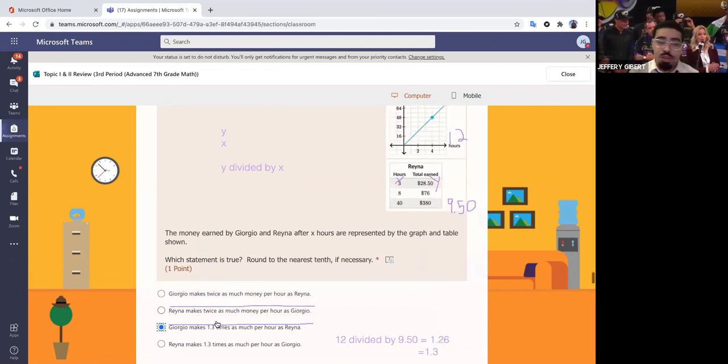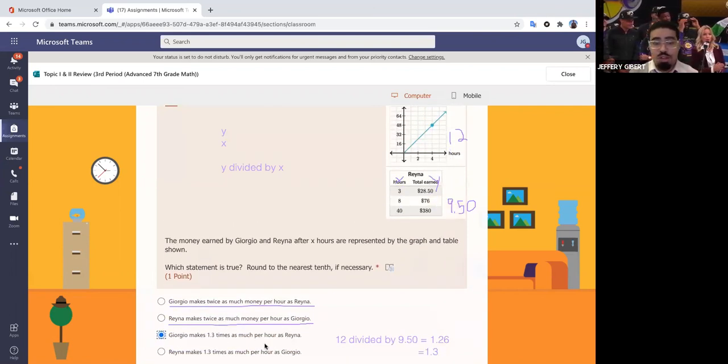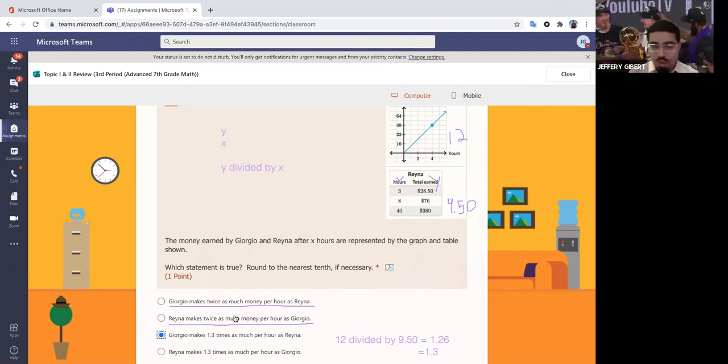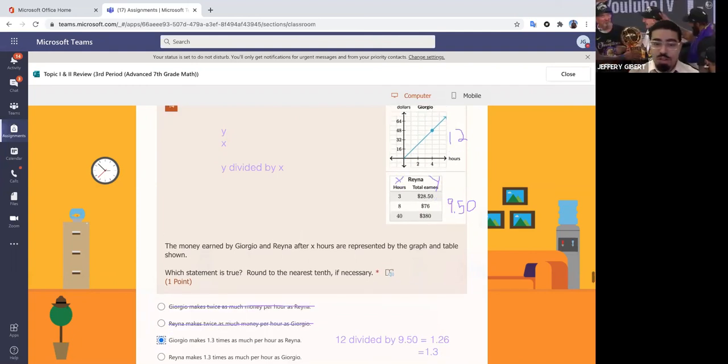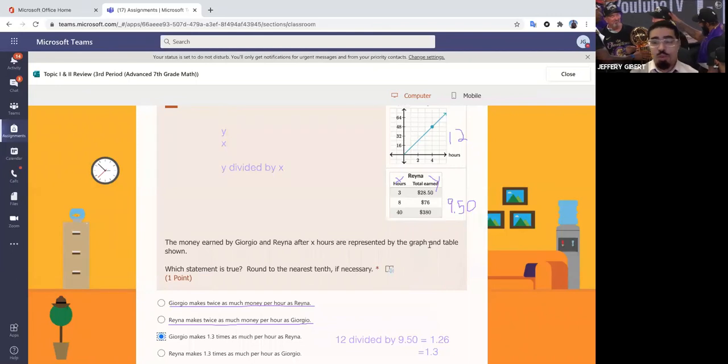So this would be an example of a multiple choice question like on the test. Clearly you can see neither of them made twice as much, so it's going to come down to one of these ones. To find out what it is, you just do the one that makes more divided by the one that makes less and check that the number is correct. And then the one that makes more is going to be the right answer.